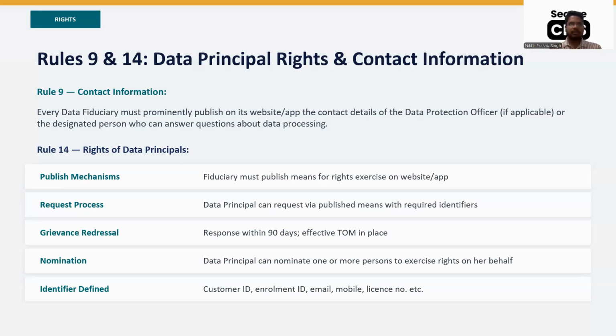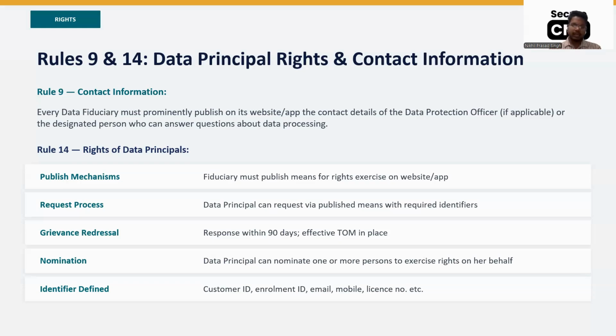Nomination means, like when you go for insurance purposes, or open a bank account, you'll have to nominate a particular nominee, for when you die, or you are not able to manage your consent or your rights over that data. You'll have to nominate a particular person who can exercise those rights on your behalf. This is not under GDPR. It is special to DPDP.